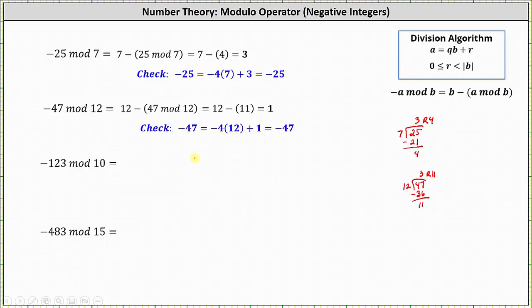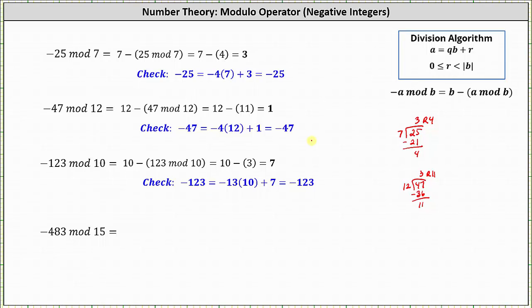Next, we have negative 123 mod 10, which equals 10 minus 123 mod 10. 123 mod 10 is equal to the remainder when 123 is divided by 10, which is 3, giving us 10 minus 3, which is 7. Again, notice 7 is greater than or equal to 0 and less than 10. Let's just check to make sure we can express negative 123 in the form of negative 123 equals q times b plus r, which we can. Negative 123 is equal to negative 13 times 10 plus 7, verifying our work is correct.